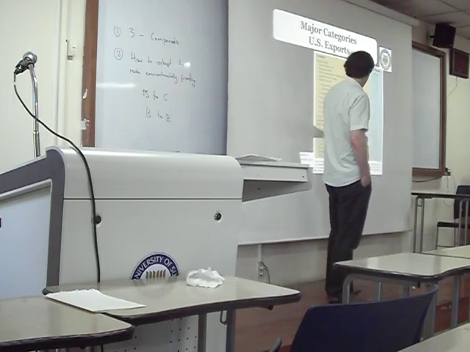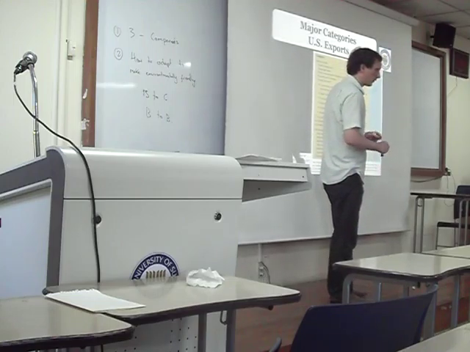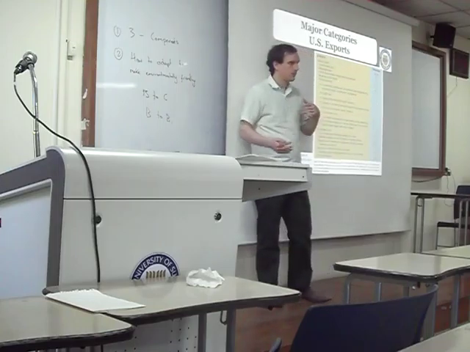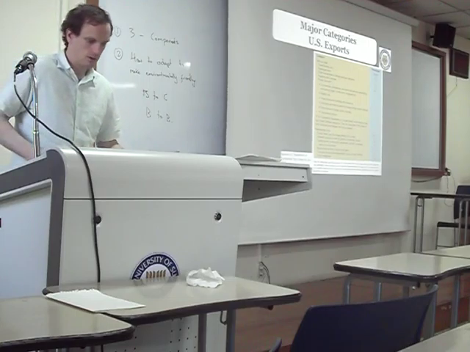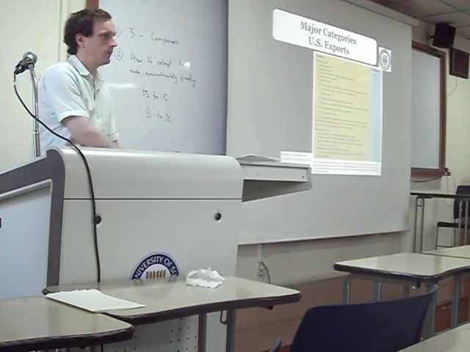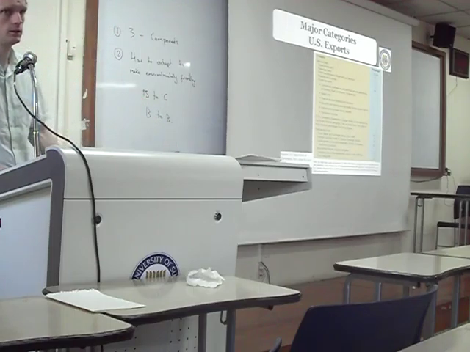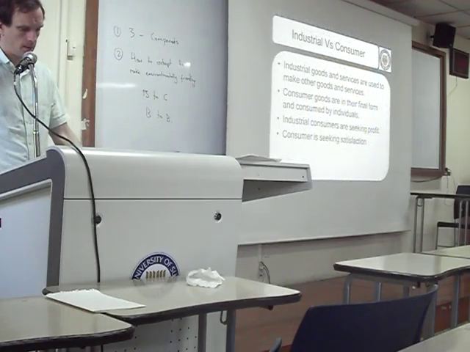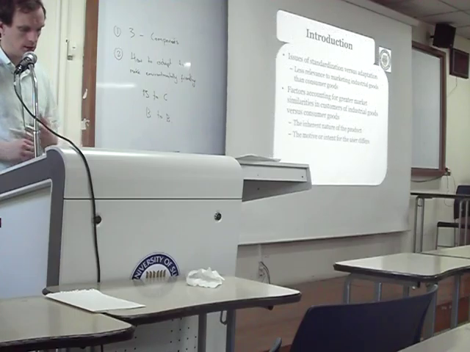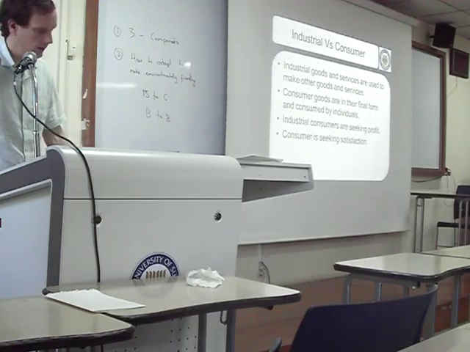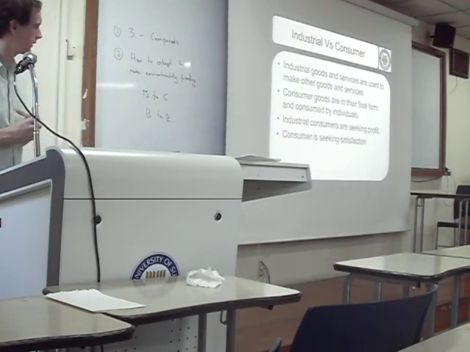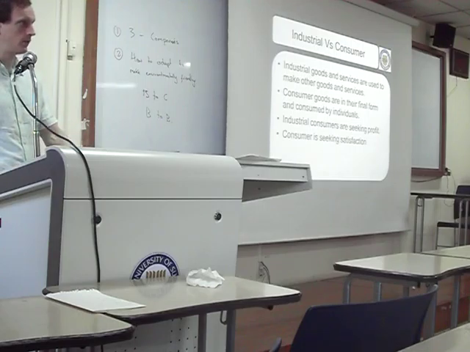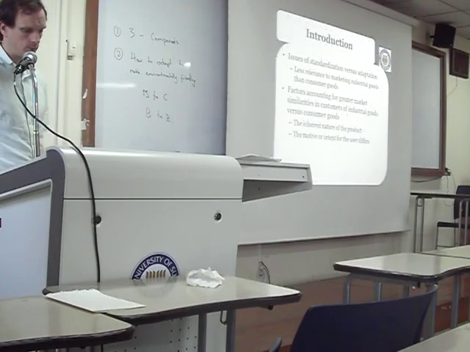Okay? If I'm selling chemicals, I'm not selling directly to the consumer, right? I'm selling the chemical to another business to use it to make their product. So you may end up working in a company selling business to business. There's a difference between industrial and consumer goods. Industrial goods are used to make other goods. Consumer goods are the final product. Consumers are seeking more satisfaction, whereas industrial consumers want to make profit, more so.